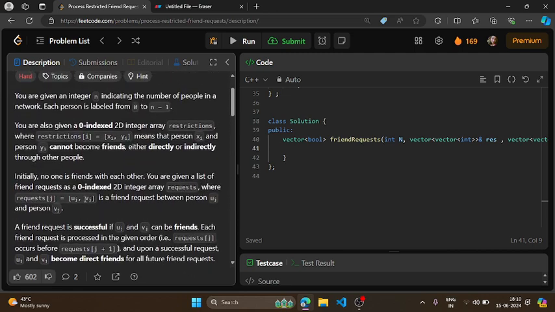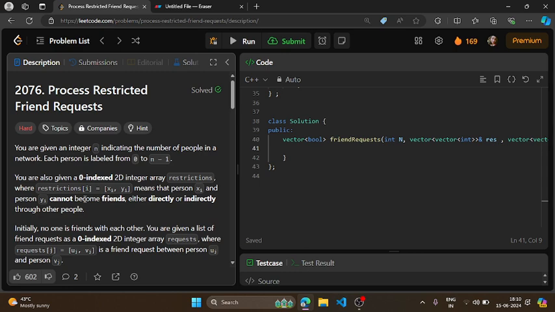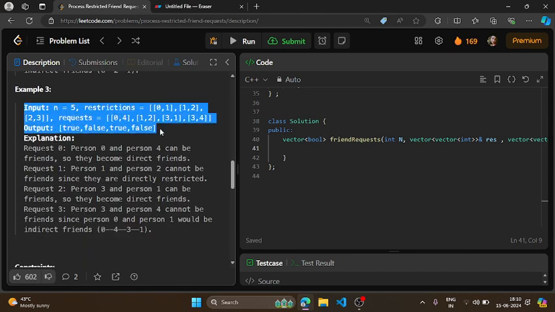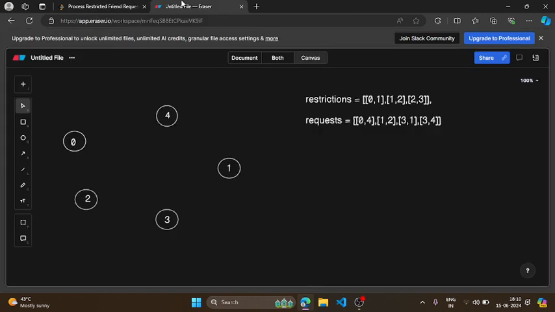Now let us consider the people, numbered from 0 to n minus 1, as the nodes of a graph, and the requests as edges of the graph. Let me explain this with an example. This is the restrictions vector. Restriction [0, 1] simply means 0 cannot become a friend of 1, or 1 can never become a friend of 0. Similarly, 1 cannot become a friend of 2, 2 cannot become a friend of 3, and so on. These are the restrictions we have to keep in mind while processing our requests.